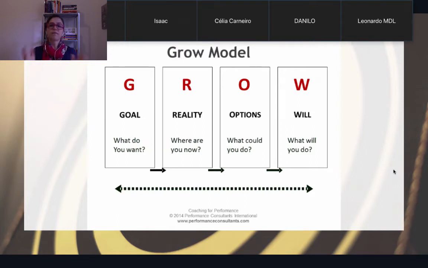Options will encourage students to come up with ideas of what they can do in order to either change their behaviors or find some solutions to problems they may be facing that are preventing them from learning. And also options for them to actually reach their learning goal. And will is the part where we create the action plan that will help students get to their objective.